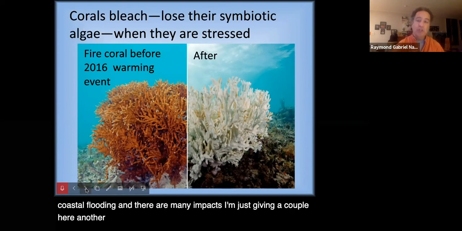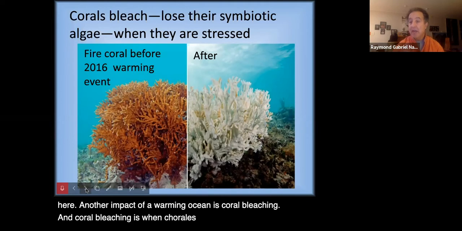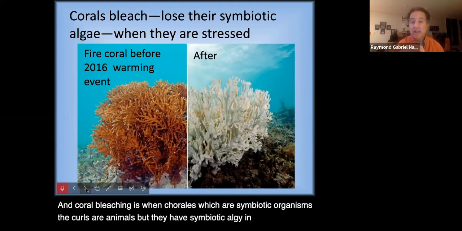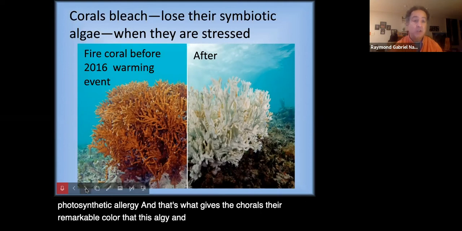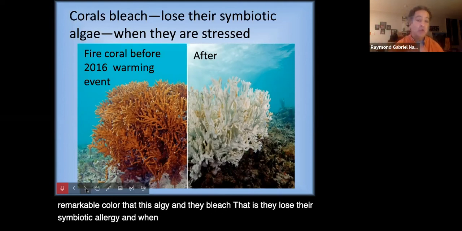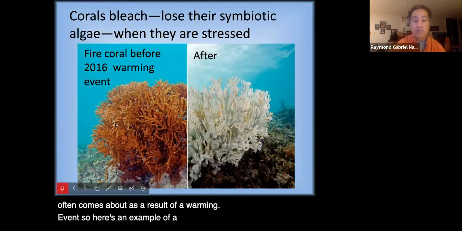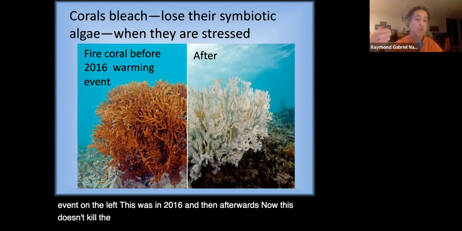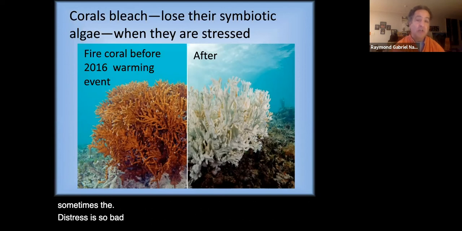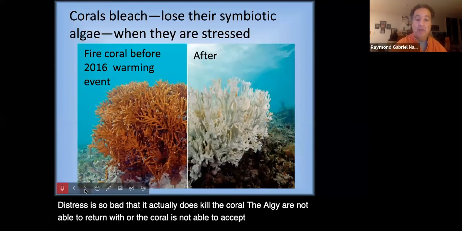Another impact of a warming ocean is coral bleaching. Corals are animals, but they have symbiotic photosynthetic algae in them, and that's what gives the corals their remarkable color. They bleach, that is, they lose their symbiotic algae, when they're stressed. And the stress often comes about as a result of a warming event. So here's an example of a fire coral before a warming event on the left. This was in 2016, and then afterwards. Now, this doesn't necessarily kill the coral. The algae can come back, but sometimes the stress is so bad that it actually does kill the coral. The algae are not able to return, or the coral is not able to accept the algae back. So this is an awful thing.